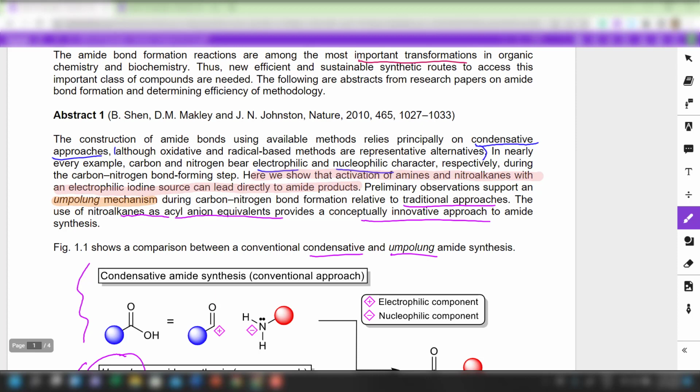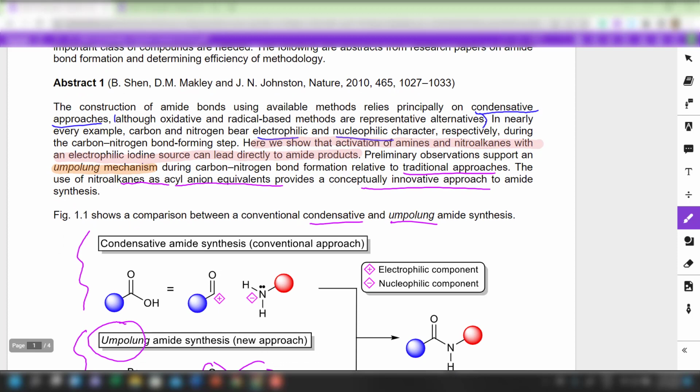I'm not sure whether you agree with me on that, because if we were to answer the question based on the context alone, it seems that for the whole of abstract 1, in particular figure 1.1, there is just a comparison between the conventional approach, which is highlighted here, involving condensative amide synthesis, versus the Oom-Polong approach, which is the new approach. So you might be aware of the limitation of a condensative approach.